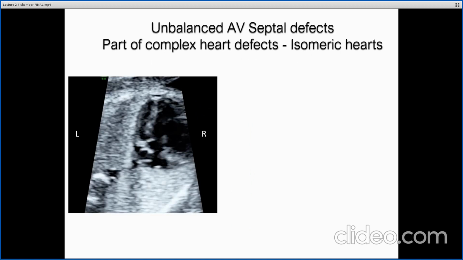Another variant of AV septal defect where there is one AV valve, but when you look at the ventricles, you see in this case that the right ventricle is quite large, while the left ventricle is hypoplastic. Most of the blood from the atria is going to the right ventricle as shown by the bold arrow, while the inflow to the left ventricle is considerably diminished.